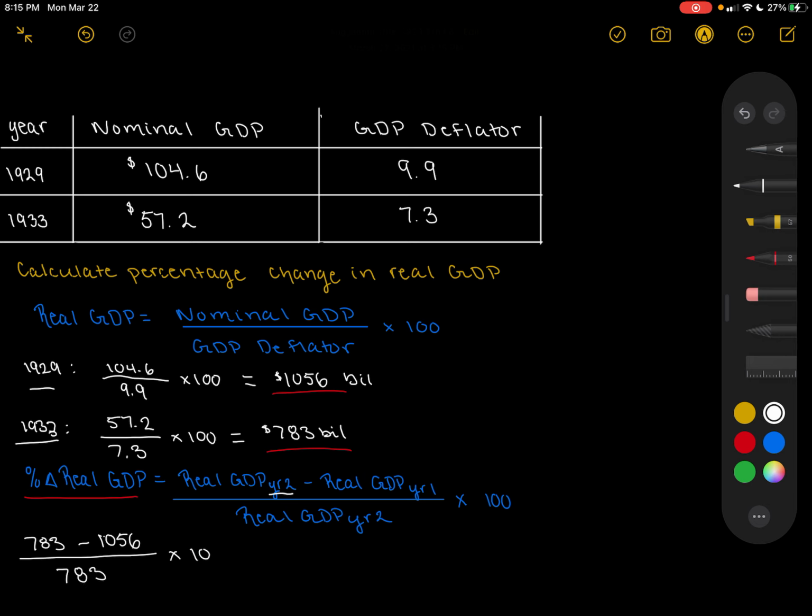Multiplying that by 100, we see that we have a percentage change in real GDP, which is equal to negative 34.85%. So that tells us that between the years of 1929 and 1933, real GDP decreased by 34.85%.